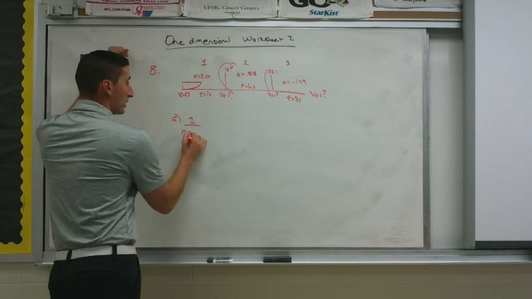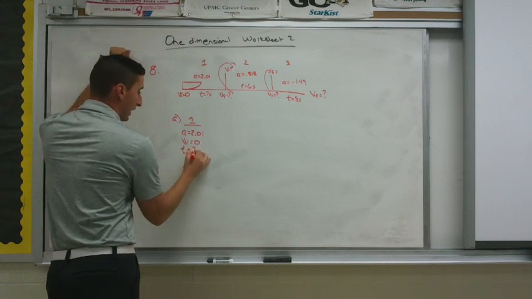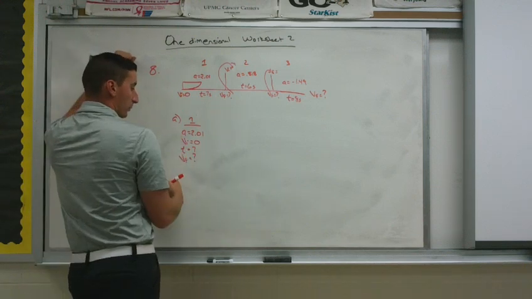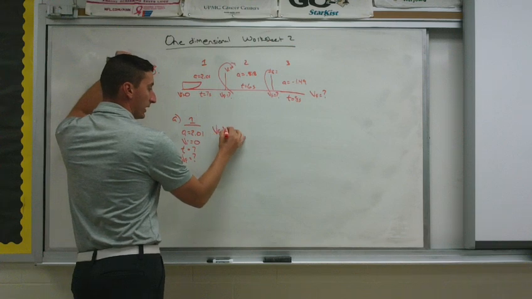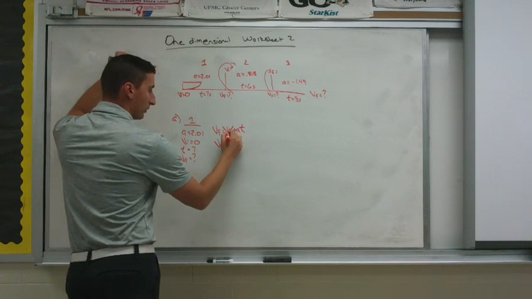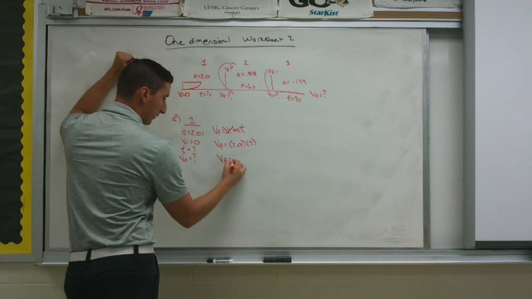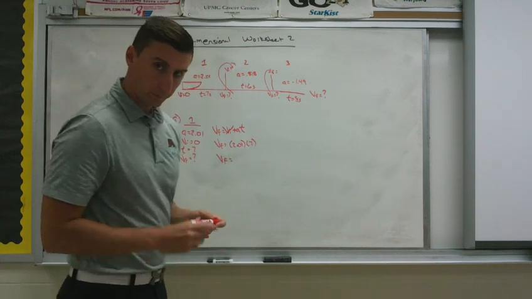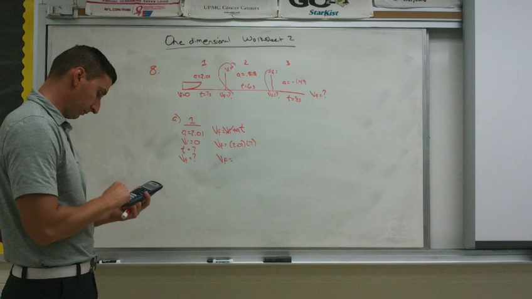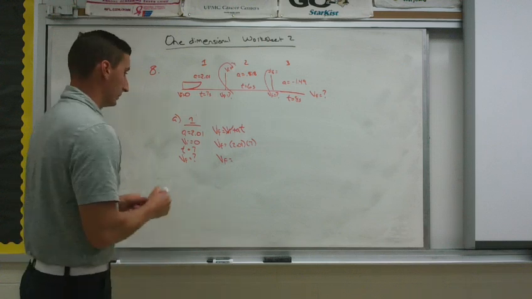We have acceleration is 2.01, Vi is 0, t is 7, find Vf. Look at your equations, or your variables. The equation you're going to use is Vf equals Vi plus at. Vf is what I'm looking for, Vi is 0 so it goes away, a is 2.01, time is 7. Calculate Vf. That's 14.07.